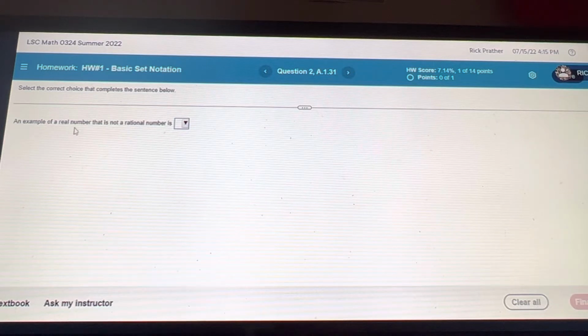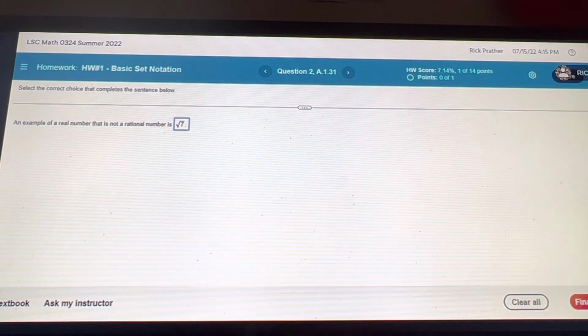An example of a real number that is not a rational number is, here's a drop-down menu, so I mentioned this. If you can write it as a fraction, then it's rational. 1/4 is rational, that's literally a fraction. 0 and -6 integers are rational because you can put them over 1. And then the ones that are not rational are mostly the radicals that don't come out evenly, like square root of 7.